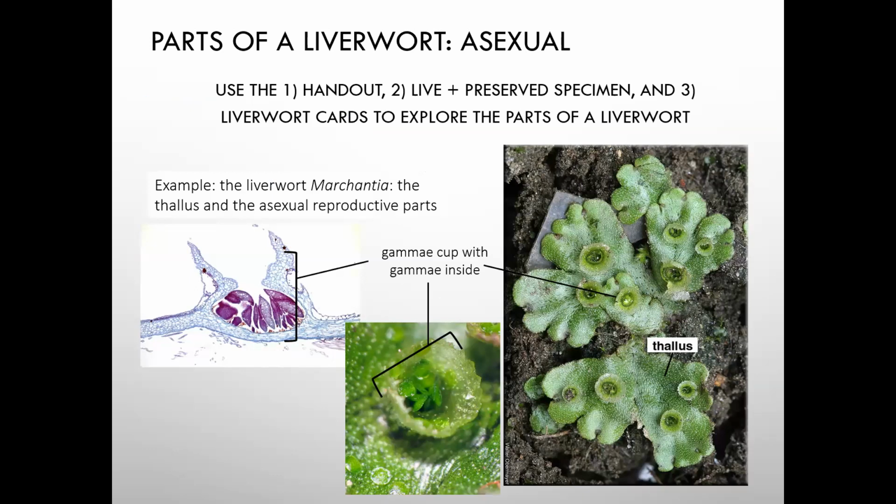So on this slide, you can see multiple images of the asexual structures for reproduction on liverworts. So the thallus is the large leaf-like body of the plant, and then there are these cups that are almost like baskets containing gemmae, and the cup is called a gemma cup. Basically, when it rains, water can splash the gemmae out, and if they land in a suitable area, they can grow into a new thallus.